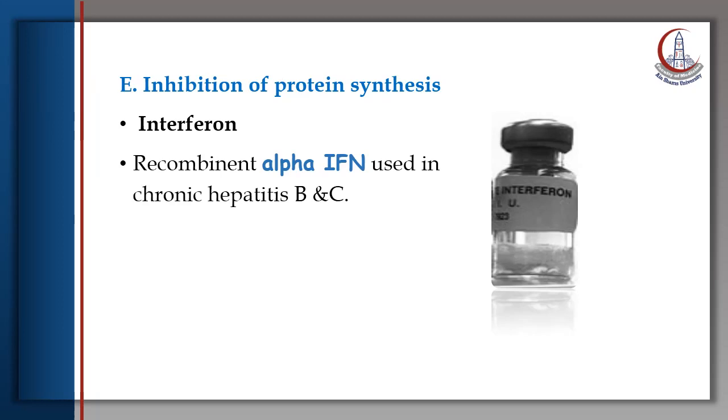Also, there is inhibition of the protein synthesis, the interferon. There are recombinant forms of alpha interferon which are used in chronic hepatitis B and C. These interferons induce the production of enzymes that inhibit protein synthesis.